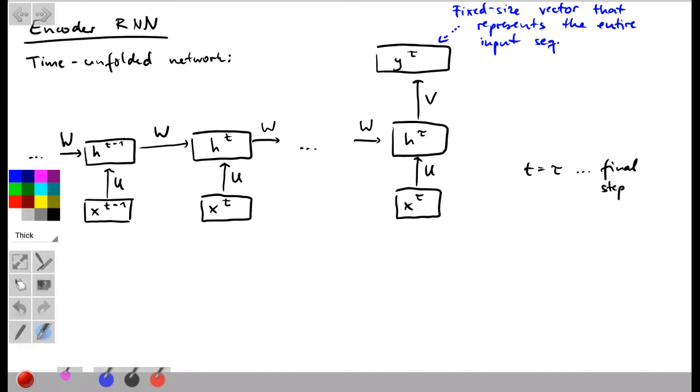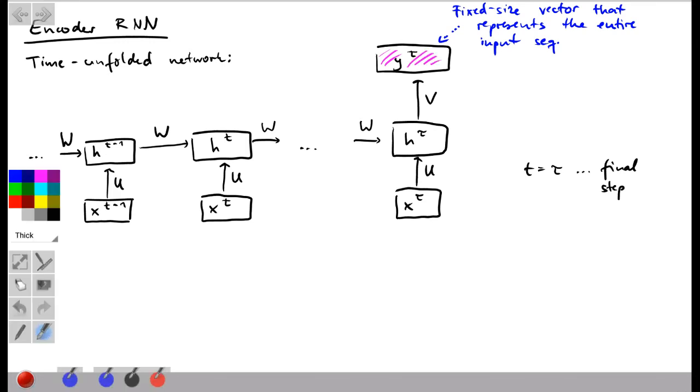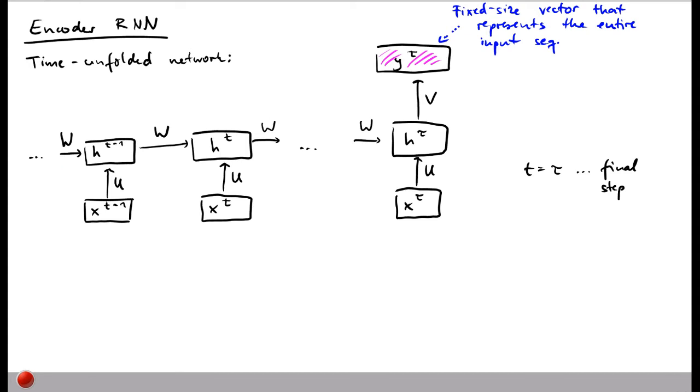I just mark this with some color, because then we can use it again on the next slide, where this vector will be used as the input to the decoder RNN. Now I've basically given you a nice figure to show how this RNN works. Let me also briefly give you the equations to really see how these different values are computed.